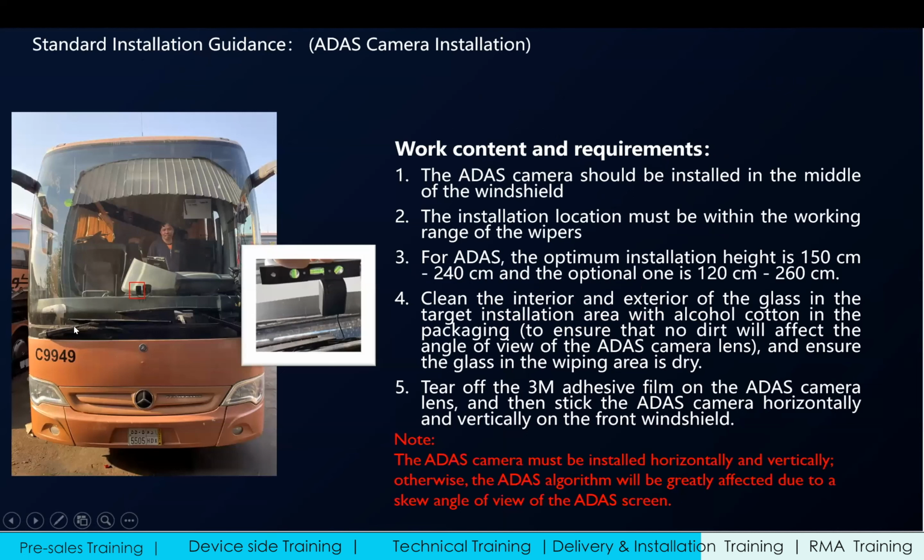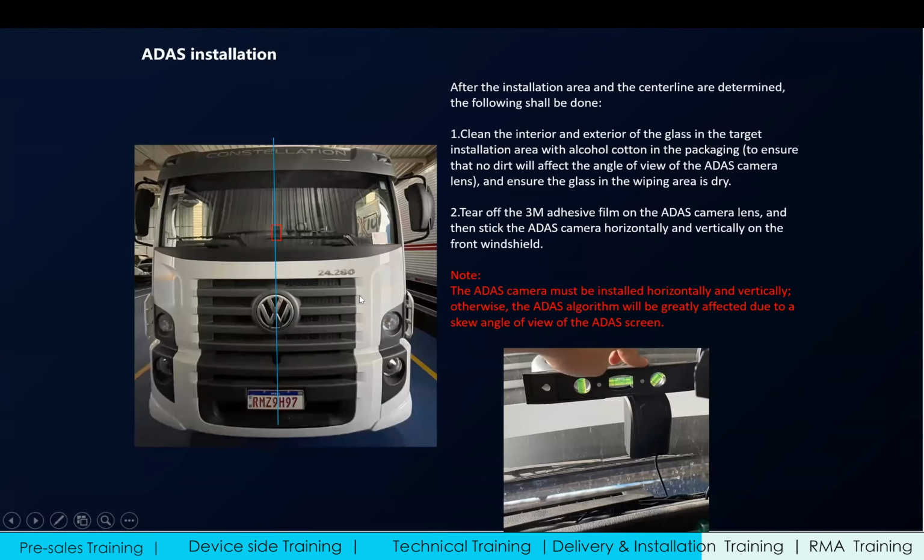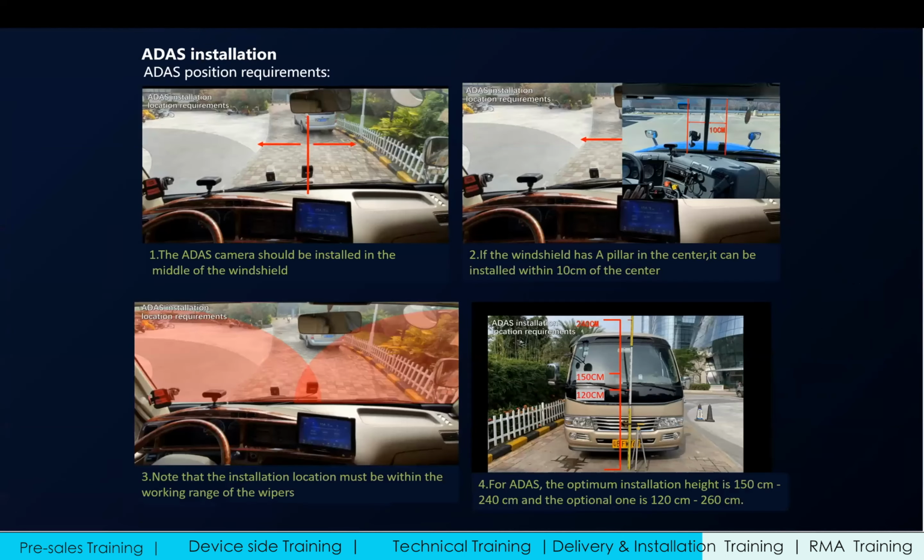For the bus, here is a simple case: same, not blocked, in the working area, in the middle, and horizontal. That's for the ADAS camera. In all the solutions, most used are these two cameras: one is DMS, one is ADAS. So that's the installation requirement.